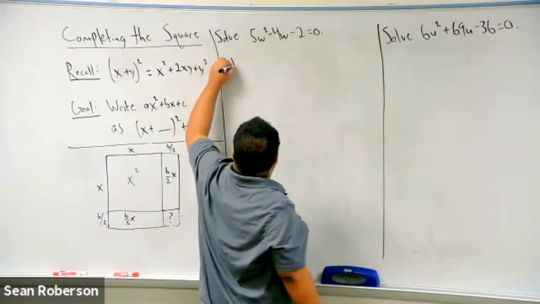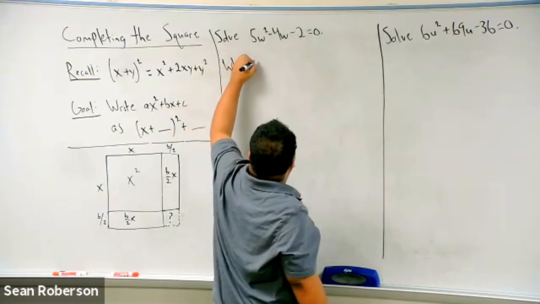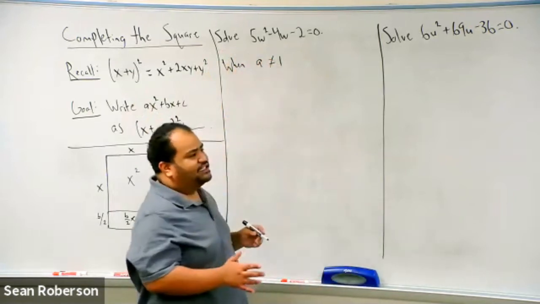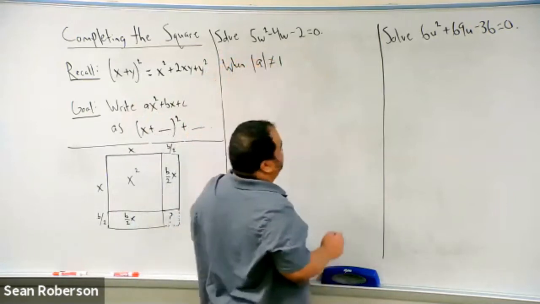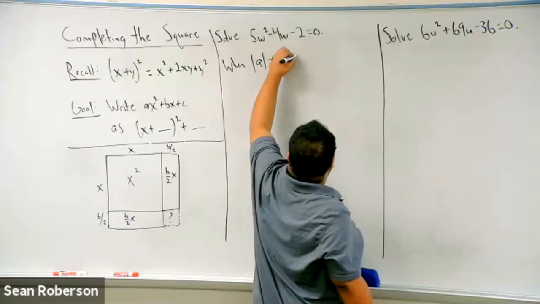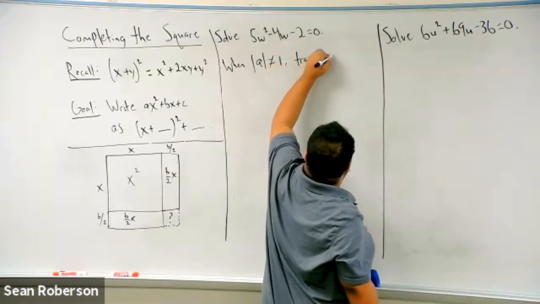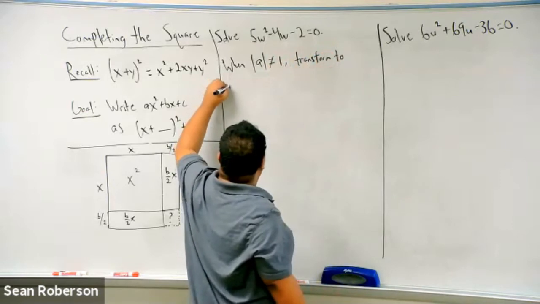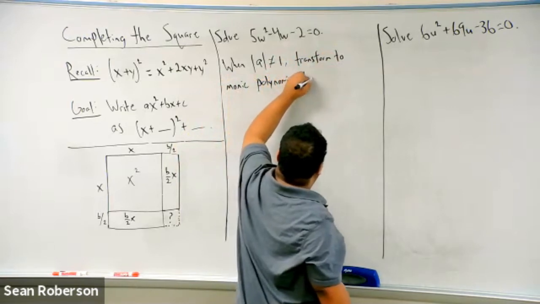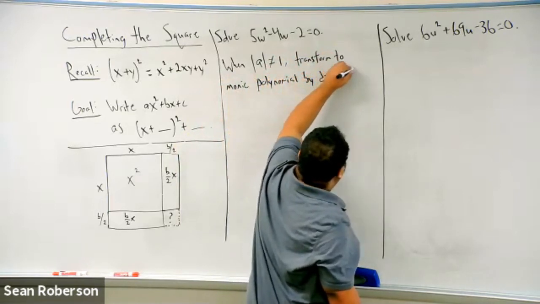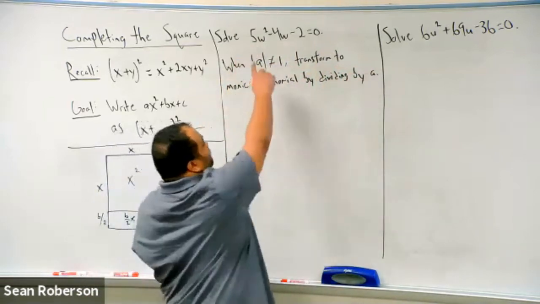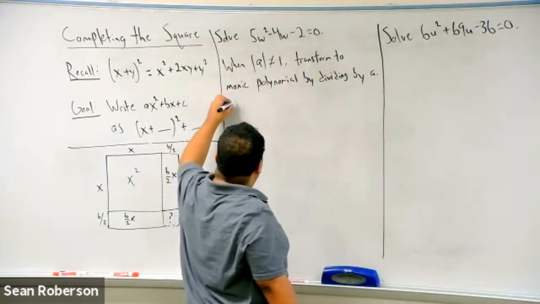So when the leading coefficient is not 1, so in the general quadratic case, when a is not 1, and in fact, I'll generalize this to say when the absolute value of a is not 1, meaning if a is not plus or minus 1, you need to transform your equation into a monic polynomial by dividing by a. So in this case, what I'll have to do is divide both sides by 5. So let's actually see that in action here.